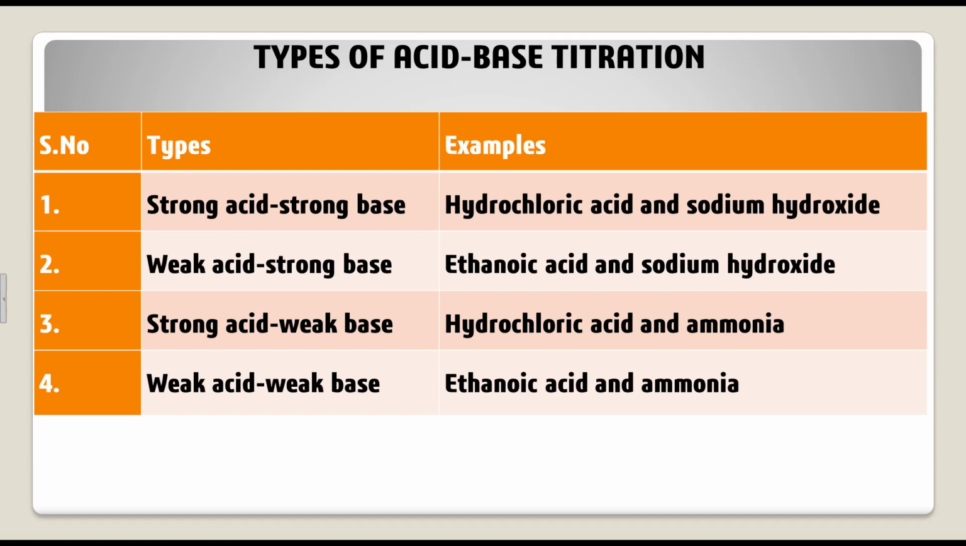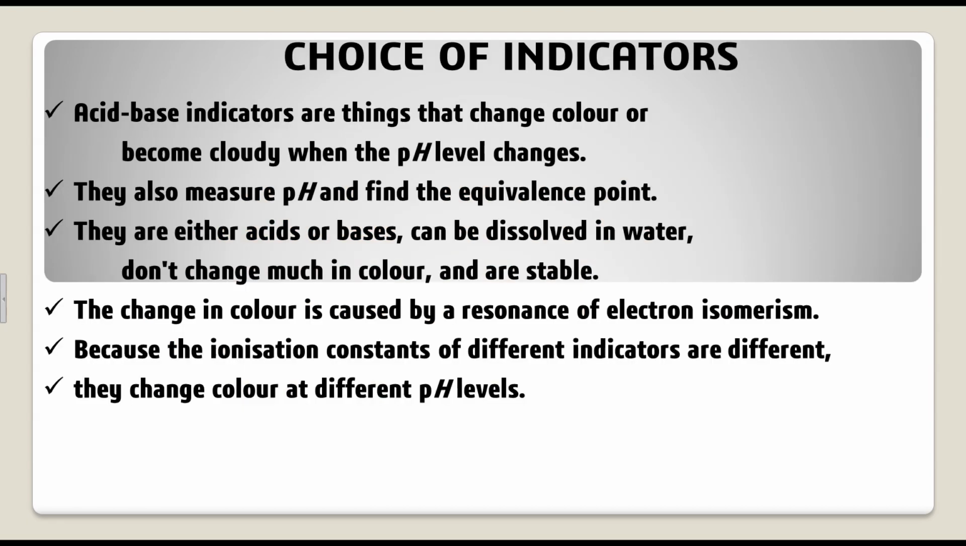Next, types of acid-base titration. There are four types. One is strong acid versus strong base. Example is hydrochloric acid and sodium hydroxide. Second one, weak acid and strong base: ethanoic acid and sodium hydroxide. Third one, strong acid and weak base: hydrochloric acid and ammonia. Finally, weak acid and weak base: ethanoic acid and ammonia. These are the four types in acid-base titration.